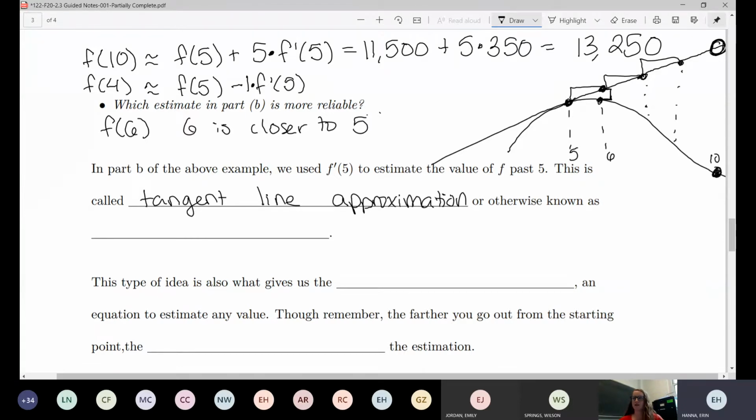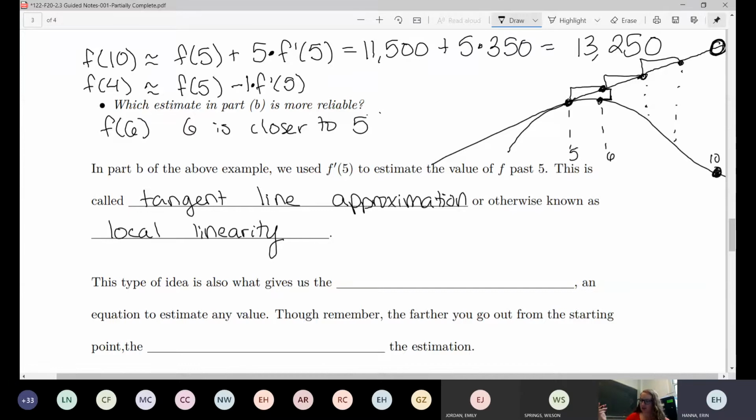And again, that's only going to be good for so close. But that's why it's called tangent line approximation, because that's essentially what we're using. We're using the tangent line. You just might not recognize it. It's sometimes also known as local linearity. I will rarely say local linearity, but in case you see those words somewhere, that's what it'll mean.